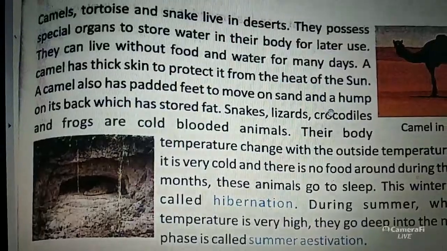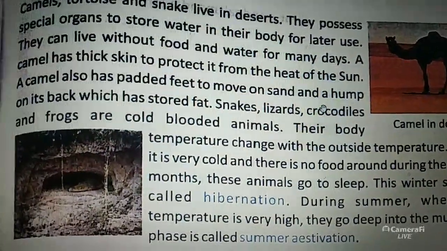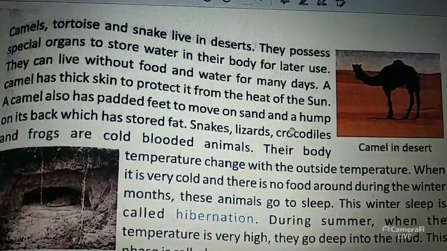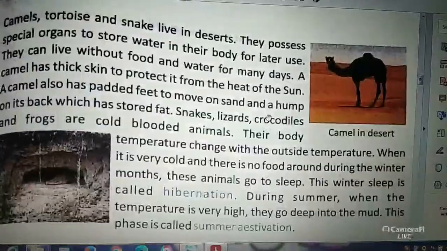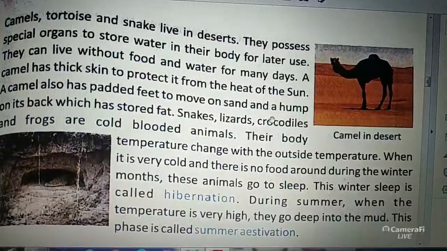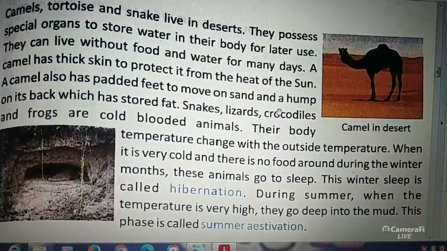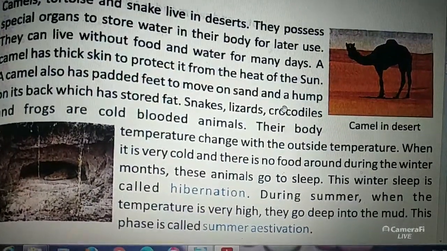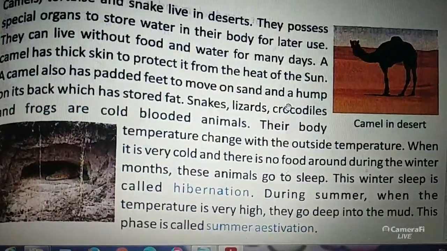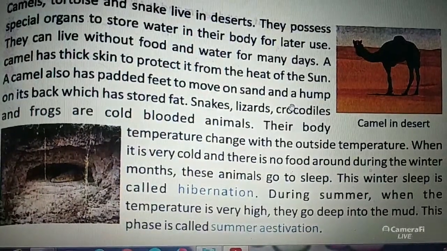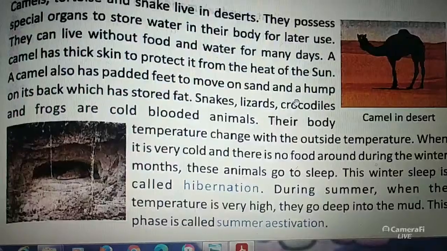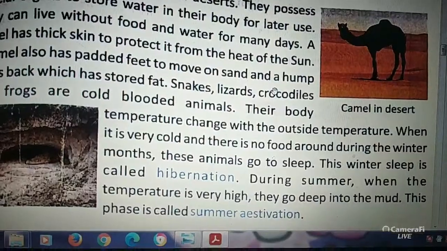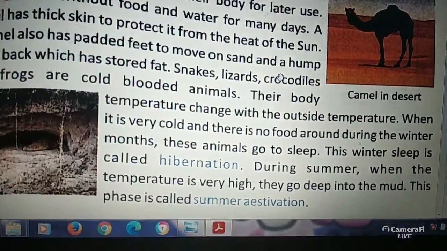Snakes, lizards, crocodiles, and frogs are cold blooded animals. What is the problem of these cold blooded animals? Their body temperature changes with the outside temperature: when outside is cold, their blood also cools down, and when outside is warm, the temperature of the blood also changes. When it is very cold and there is no food around during the winter months, these animals go to sleep. This winter sleep is called hibernation. During summer, when the temperature is very high, they go deep into the mud. This phase is called summer estivation.